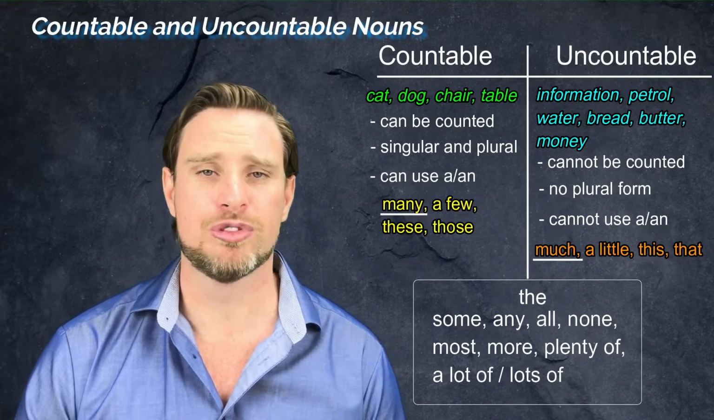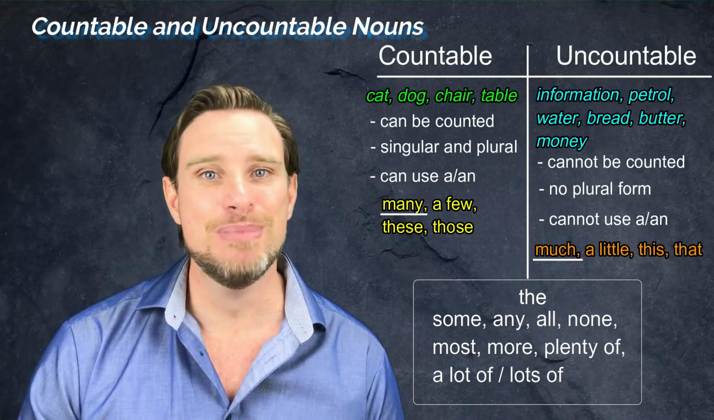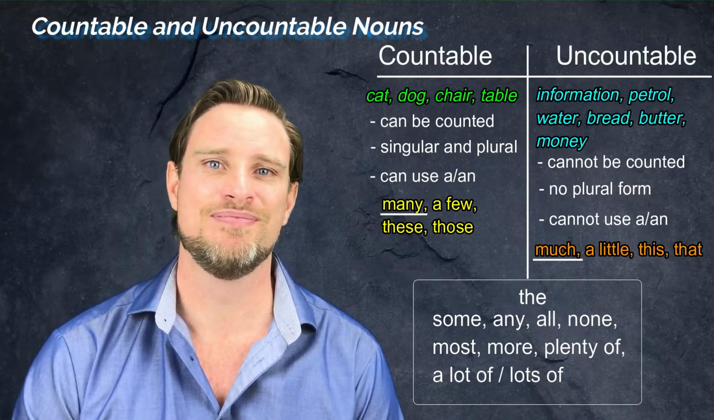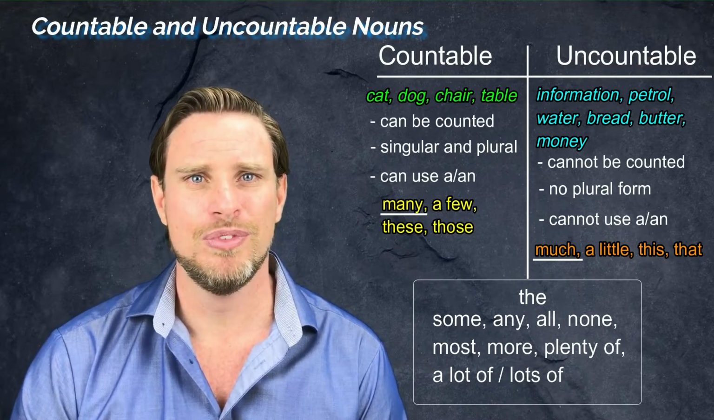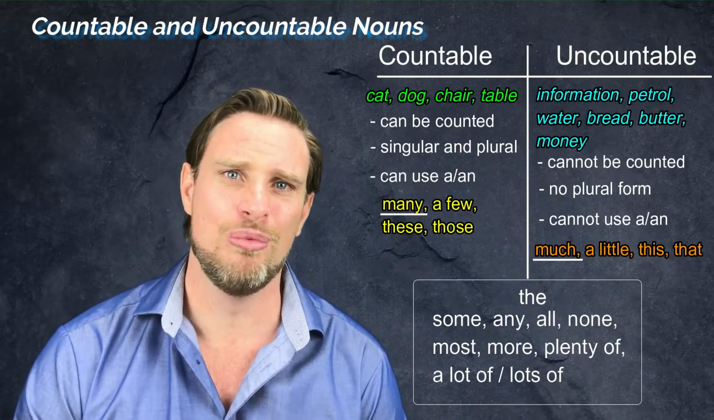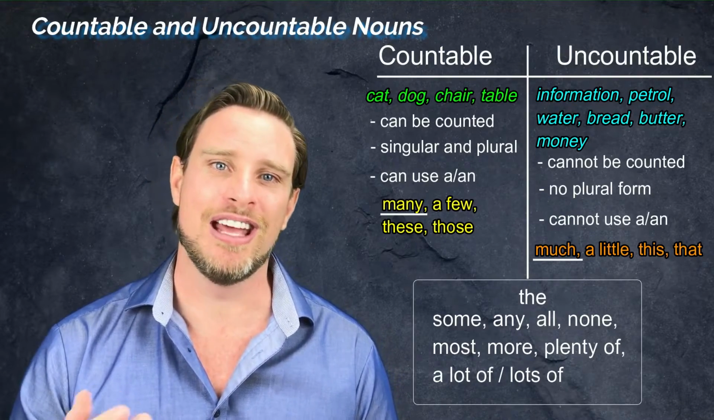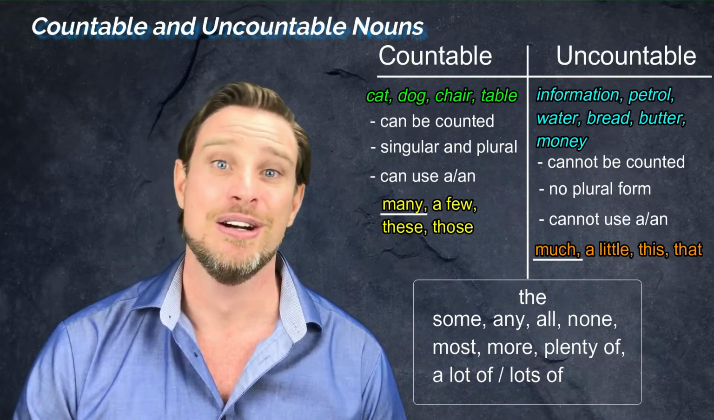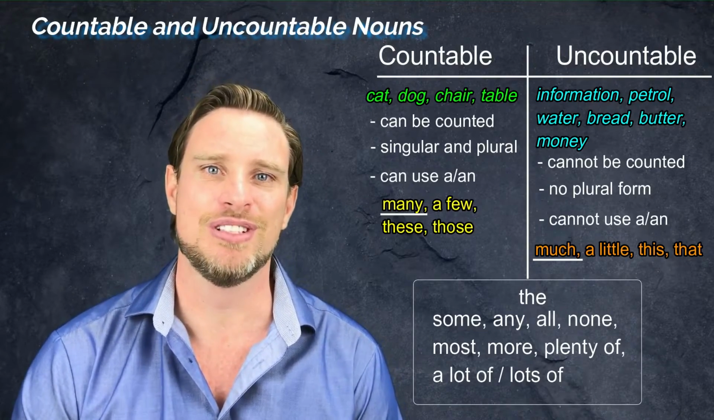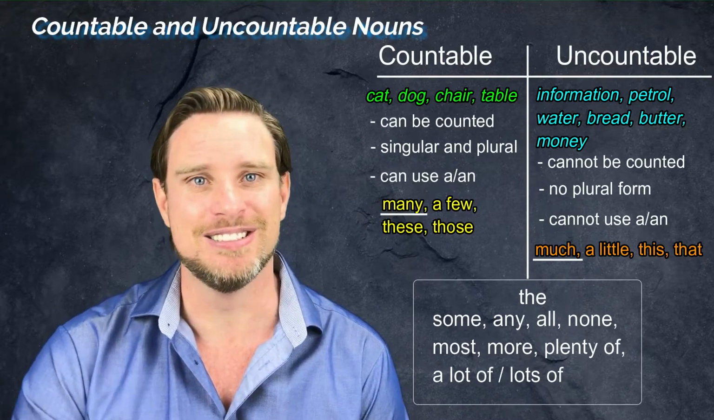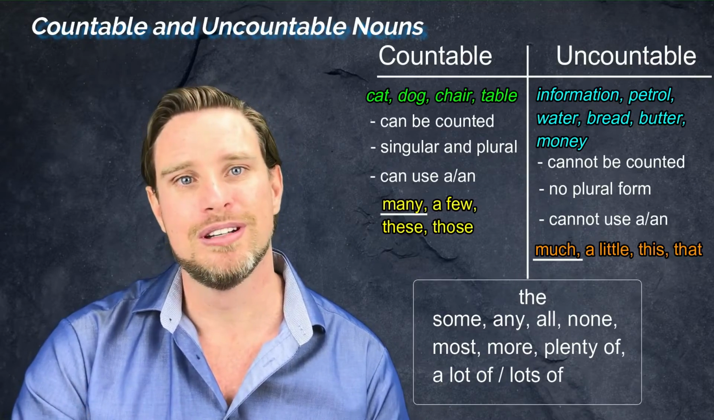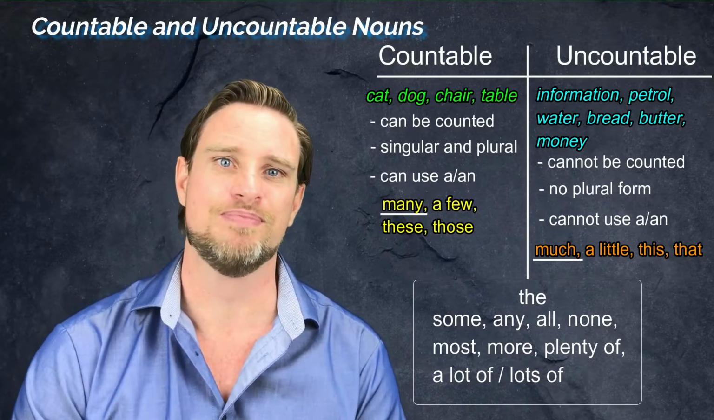Then how about all and none? Not all milk comes from cows. Again, milk, so uncountable. And a countable example, all kids are cute. Or most of them anyway, which is another one which we can use with countable and uncountable nouns. Most kids are cute. So countable noun, kids. And most milk comes from cows, uncountable.